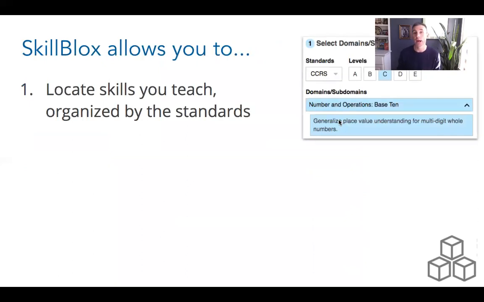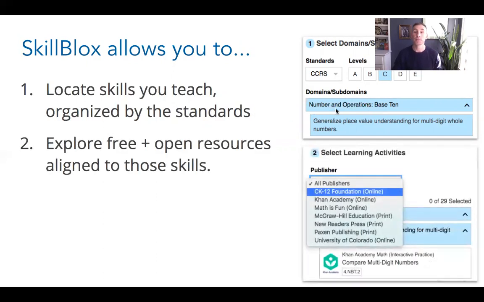So using that hierarchy that we just saw, you will be able to search by CCRS level as you see here. So I could click on level C, and then that's going to filter for me what subdomains are within math at level C. And then you will be able to click on the domains and the subdomains and see what learning activities exist that align specifically to the standards within that subdomain.